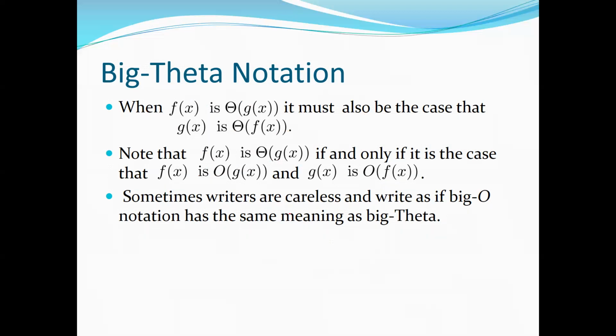Sometimes writers are careless and write as if big O notation has the same meaning as big theta, but it has a different meaning. But usually in algorithms, we actually write big theta as big O notation as well, because big O is the upper bound, and big theta is a tighter bound than the worst case big O. That's why we sometimes use these terminologies interchangeably, but we should be careful about the difference between theta and big O.